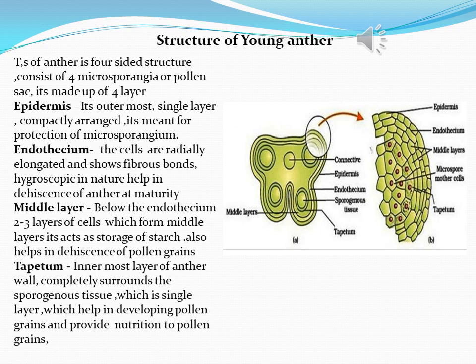Okay, so the last one is the tapetum. The tapetum is the innermost layer of the anther wall, right? It completely surrounds the sporogenous tissues. The tapetum helps in developing the pollen grains, and it provides nutrition to the pollen grains.